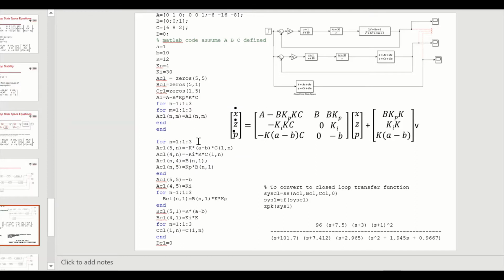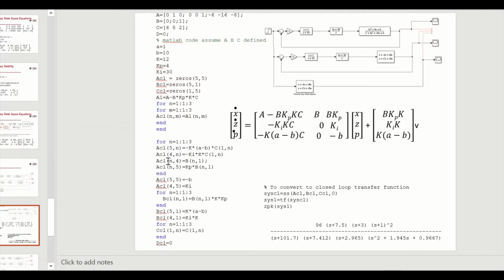Then the next part is for 1 to 3, we're getting A5. So that's going to be, this is 3, 4, 5. So A5 is going to be minus K, A minus B times C. So that line there is doing that part first. Then we've got A4, which is this one here. So that's going to be minus KI, KC. That's the KI, KC there.